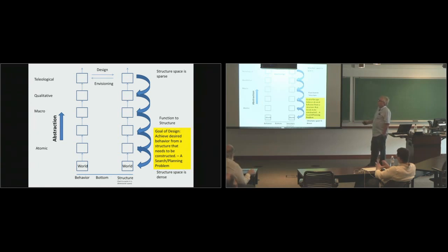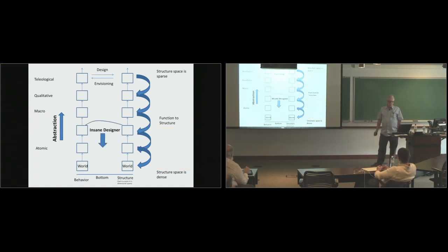So design is the process of going from a desired behavior, or properties of a desired behavior, to a structure, and envisioning is the process of having instantiated a system and envisioning its behavior. And everything I'm going to say the rest of the talk goes around this. It's sort of a structure, search, planning problem. But let me go one more level of detail. You'll think I'm insane because I'm going to say something insane.